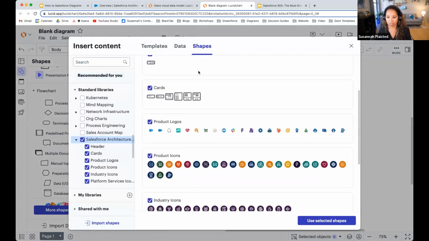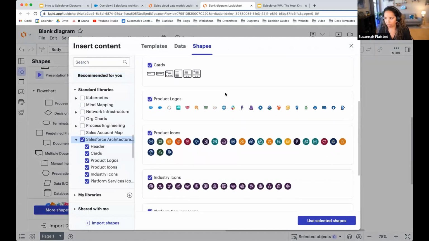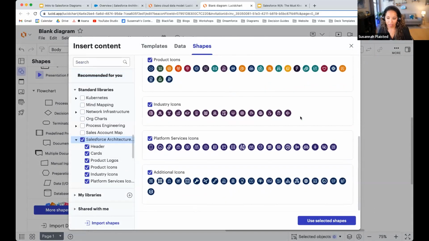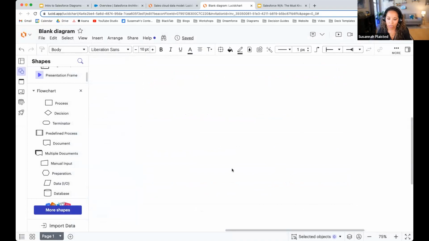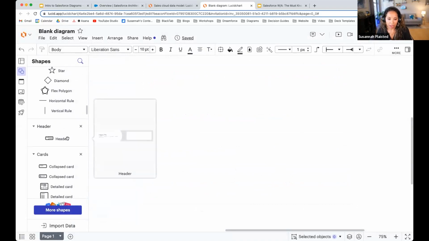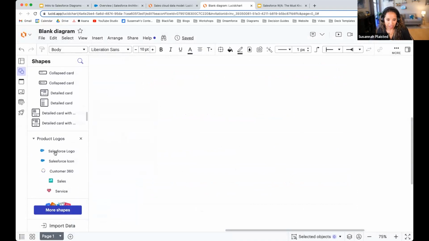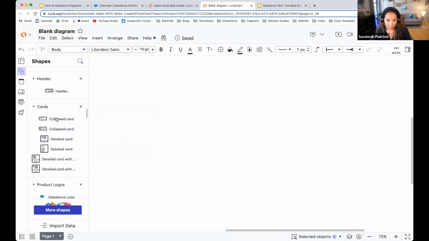And what you get is our standard header, some cards that we're going to look at in a little more detail, and our product icons. And we are updating the icons library right now because we've heard that you need more icons, and I definitely agree. But once you add them, they show up here on this left-hand side in your palette, and you're able to start dragging these on and using them.